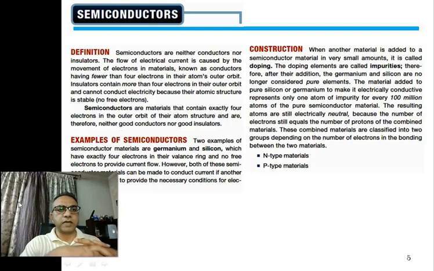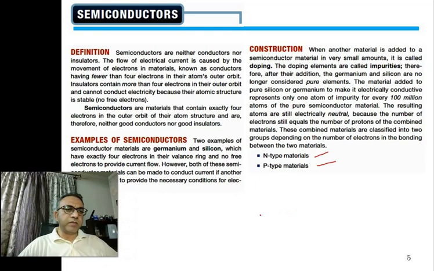Now, pure silicon or pure germanium material is of no use to us. We have to add impurities to make it the semiconductor as we would like. And we do this by creating 2 groups out of the semiconductor material. One group is called the n-type material, and the second group is called the p-type material. What is the difference between n-type material and p-type material? In the n-type material, electrons are in excess, and in p-type material, the holes or the vacancies for electrons are in excess.